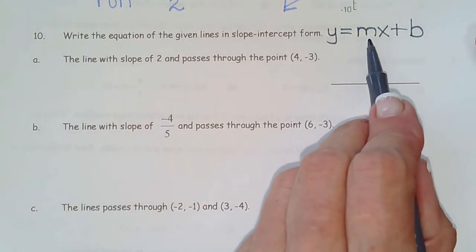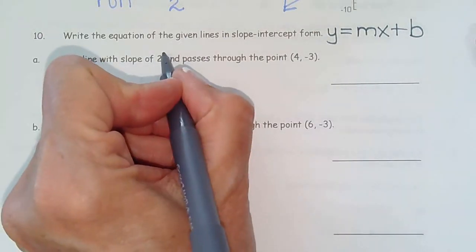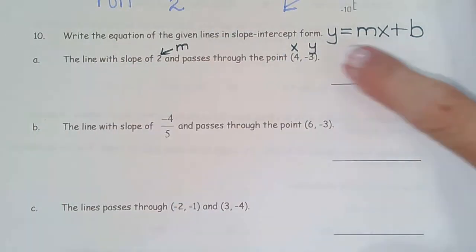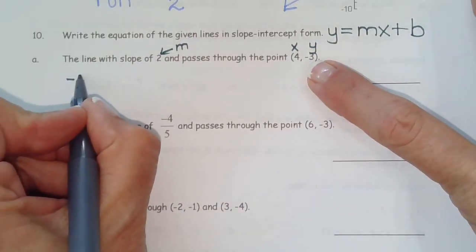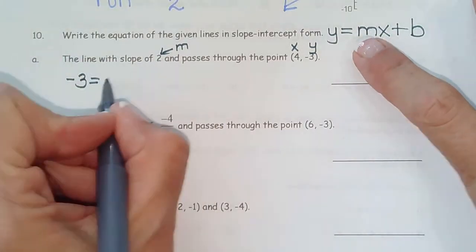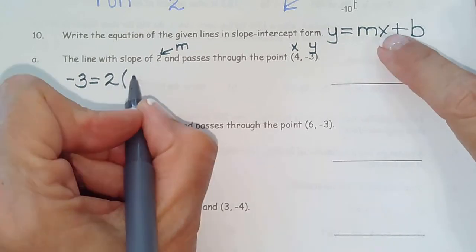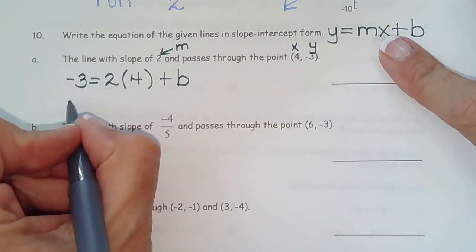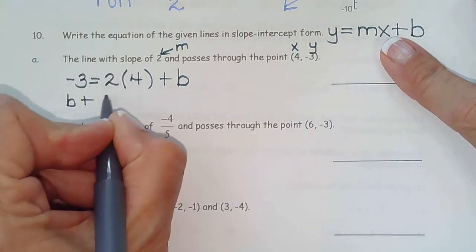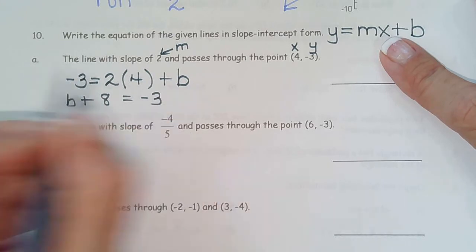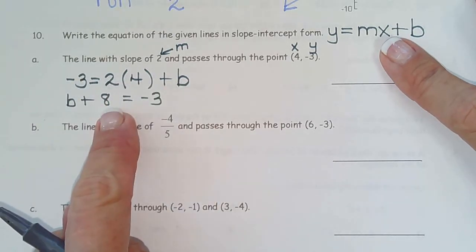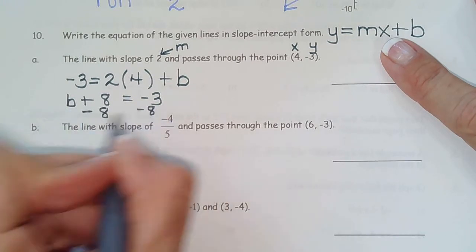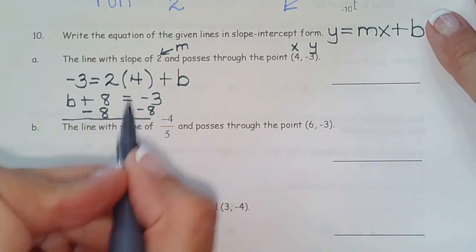So let's use this form first. So slope, that means this is my m, this is my x, this is my y. So I plug in what I know. -3 equals, in place of m, 2 times x, which is 4, plus b. So I like to turn it around, so I'm going to write it as b plus 8 equals -3, because this is 8 plus b, which is b plus 8. -3, since I'm solving for b, I like it on the left. So then I can see b equals -11.